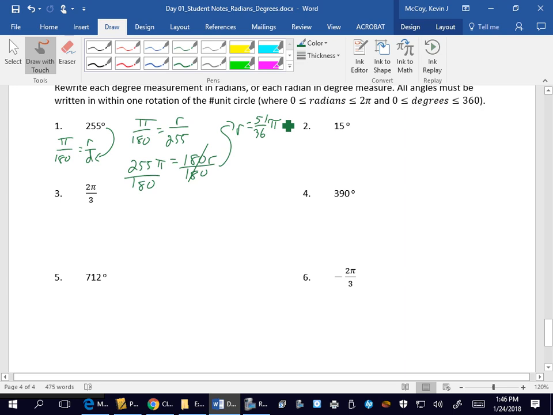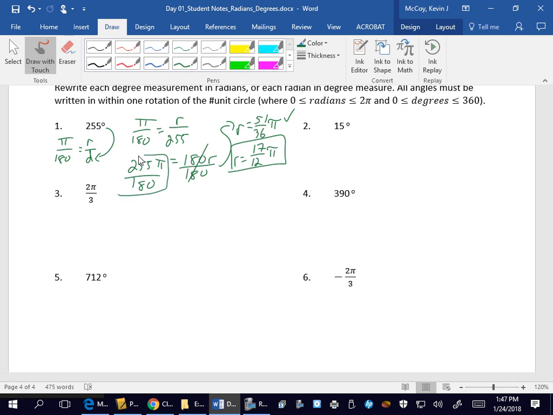I think 51 over 36 is still divisible. Yes, it is, because 51 is divisible by 3, and so is 36. So this can reduce even more. 51 is 17 over 12, so 17/12 pi. Now, was this answer wrong? No, it's still right, it's just not reduced. And technically, you could have left this as your answer, and it is still correct, it's just not reduced. We need to get in the habit of reducing these things, though.